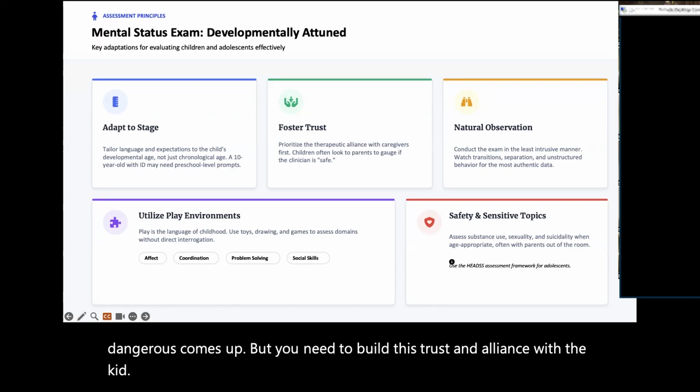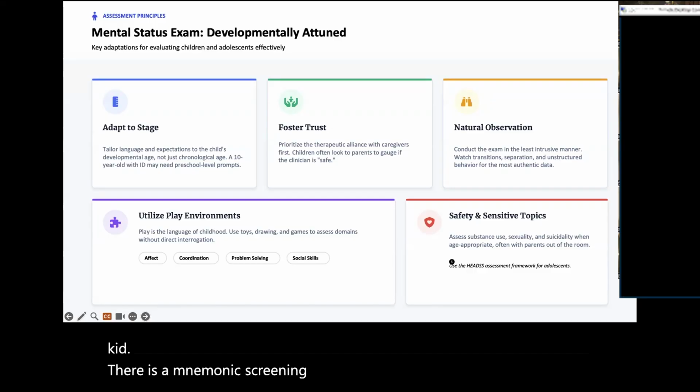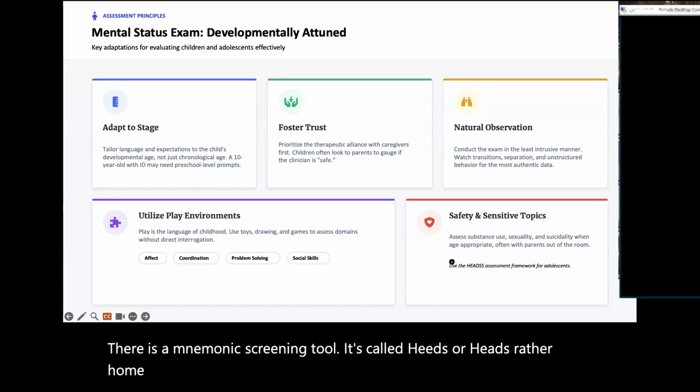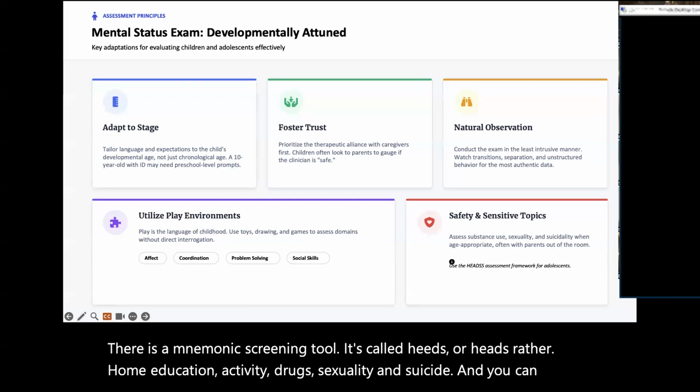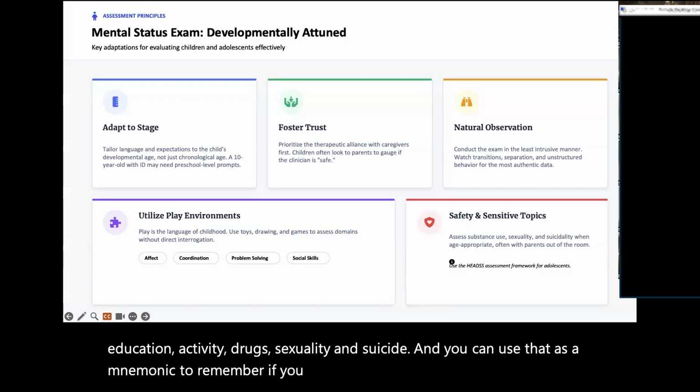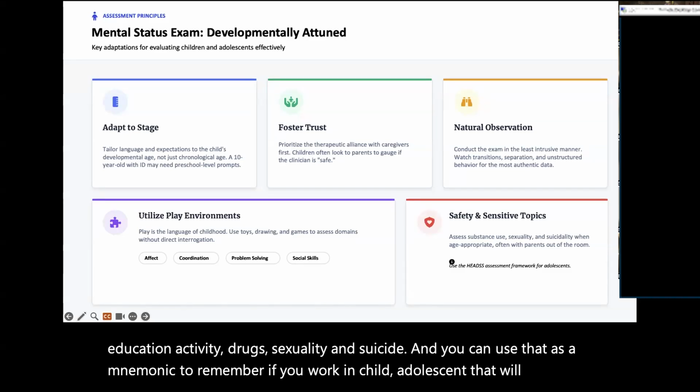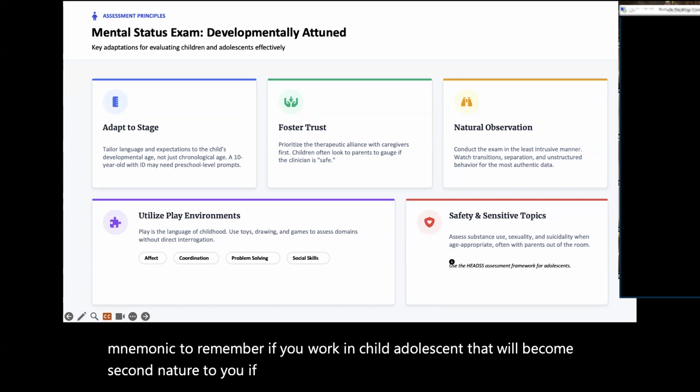There is a mnemonic screening tool. It's called HEADS: home, education, activity, drugs, sexuality, and suicide. And you can use that as a mnemonic to remember. If you work in child and adolescent, that will become second nature to you. If not, you can write it down and refer to it as needed.